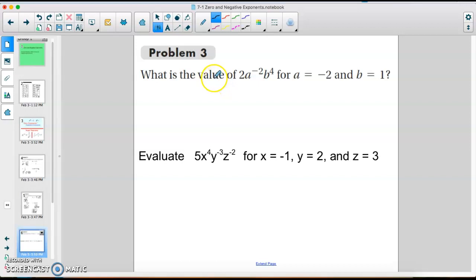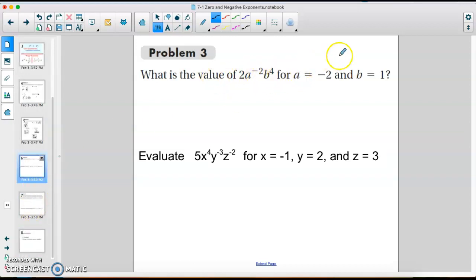Lastly, what's the value of that when, I guess not lastly, we got one more after this. Anyways, what's the value of this for when a is negative 2 and b is 1? Well, first off, I want to make sure that all my numbers are where they belong. So 2 can stay on top. A to the negative 2 needs to come down to the bottom and become a squared, and then b to the 4th is fine on top. Okay. Now I'm ready to plug my numbers in.